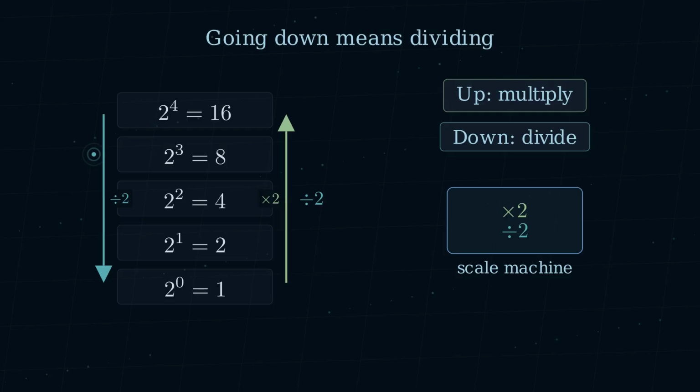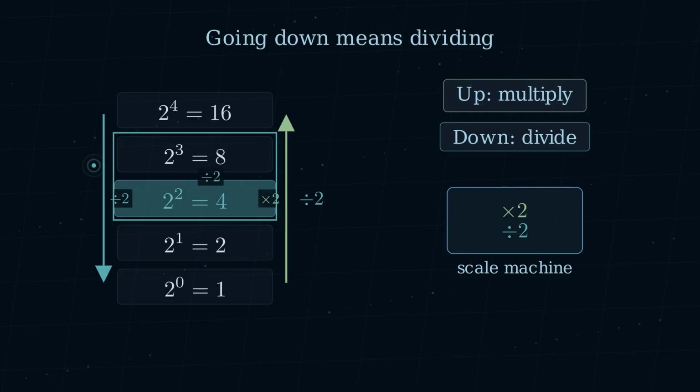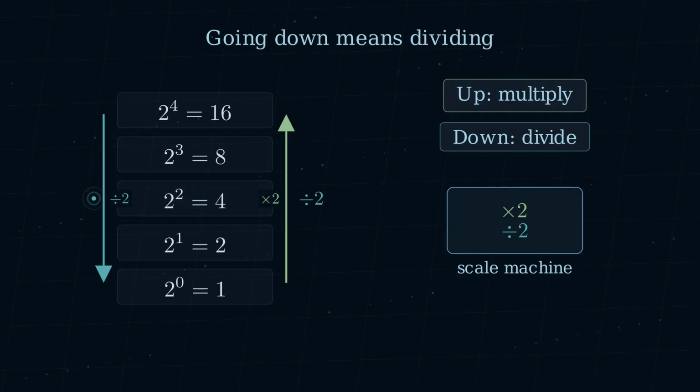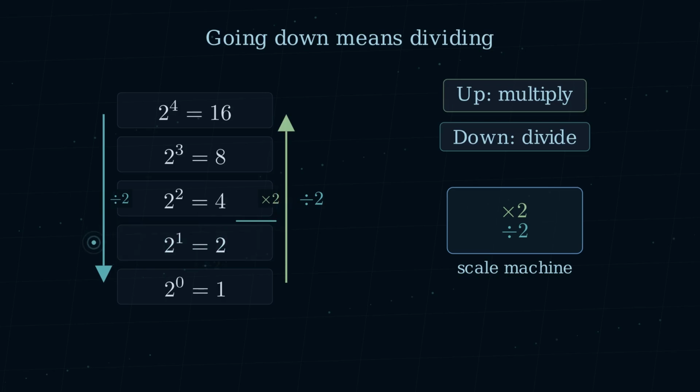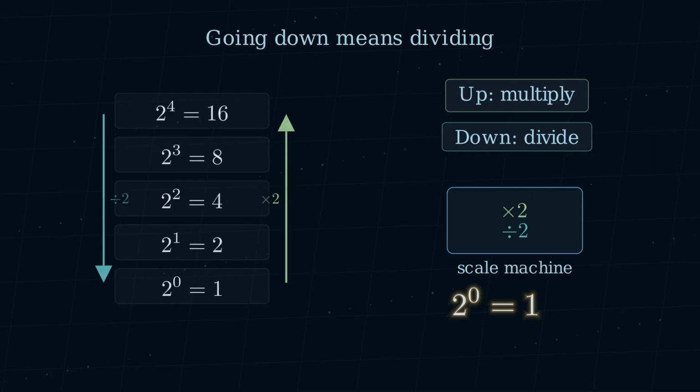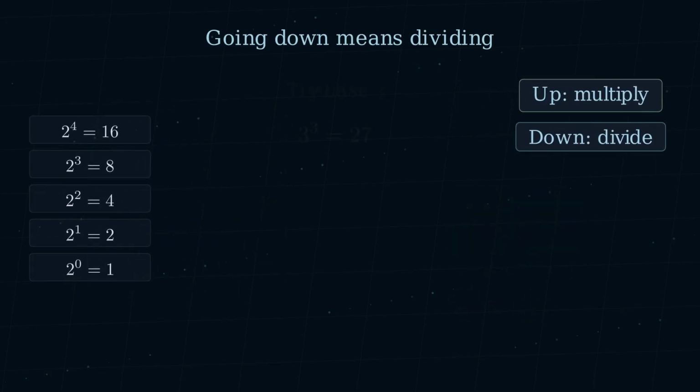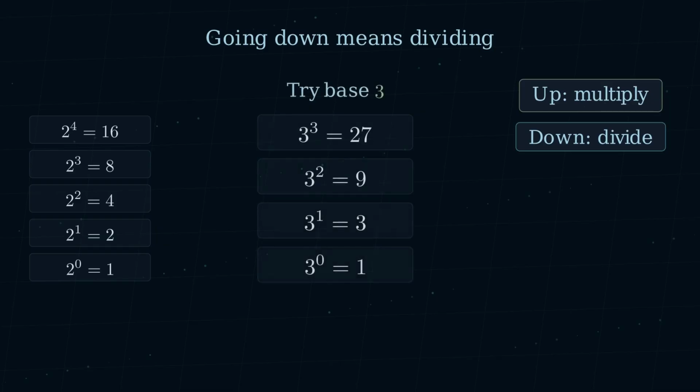So if going up means multiplying by 2, going down must undo that. Going down means dividing by 2. From 2 to the power of 4 to 2 to the power of 3, divide by 2. From 2 to the power of 3 to 2 to the power of 2, divide by 2. From 2 squared to 2 to the power of 1, divide by 2. And from 2 to the power of 1 to 2 to the power of 0, divide by 2 again. That last step is 2 divided by 2, so it lands on 1.